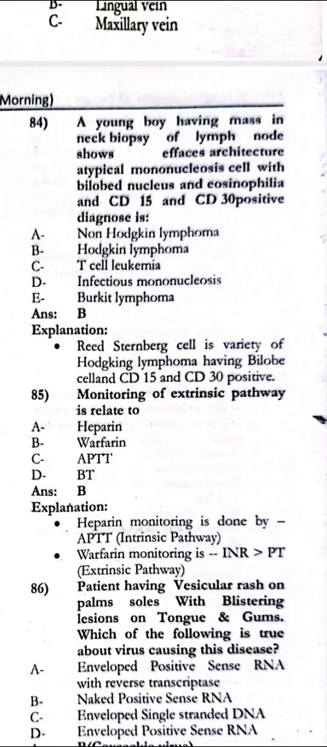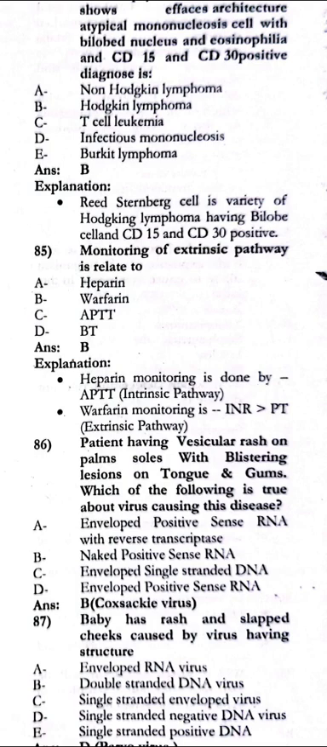A young boy has a mass in the neck. Biopsy of the lymph node shows effaced architecture, atypical mononuclear cells with a bilobed nucleus and eosinophilia, and CD15 and CD30 positive. The diagnosis is Hodgkin's lymphoma. Monitoring of the extrinsic pathway is related to warfarin.